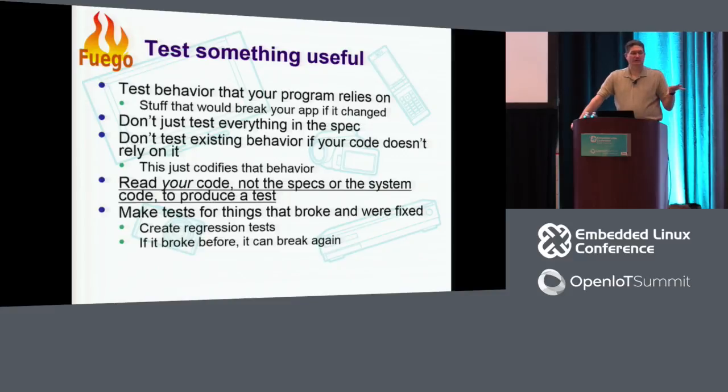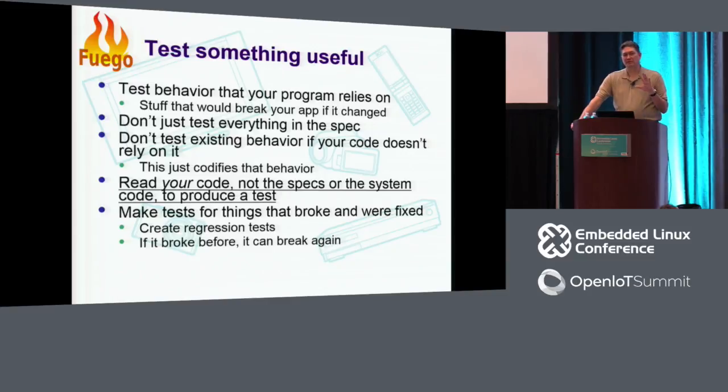Don't just blindly go into the specs. This is one of the problems that plagued LTP: they blindly went into the specs and they tested just like every errno in there. And if you test behavior that you don't rely on, it just means that the kernel now has to adhere to that behavior even though nobody relies on it. So instead of reading the kernel code or reading the specs in order to figure out what you want to test, you should be reading your own code. See what your code relies on, and then make the test for that.